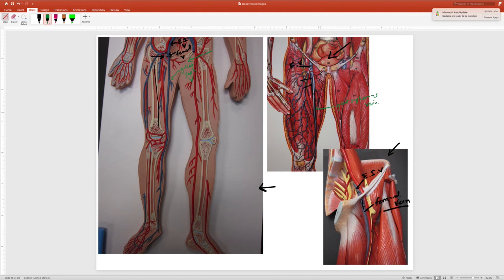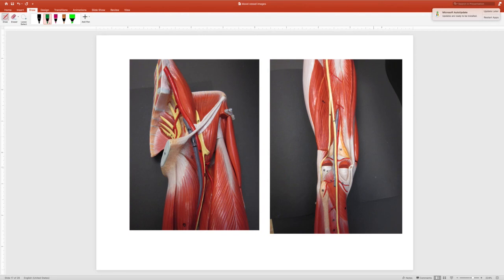The other vein that we want to look at that we can't see on any of these models is the popliteal vein. And that runs through the popliteal region, which we know is the area behind the knee, or posterior region of the knee. So we're just looking at this model here. The popliteal vein is here. It runs alongside the popliteal artery. So this is the popliteal vein.